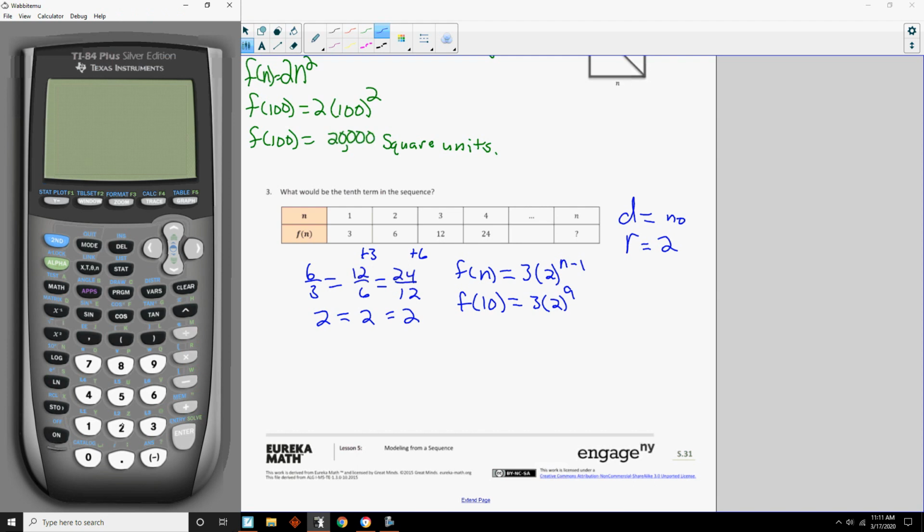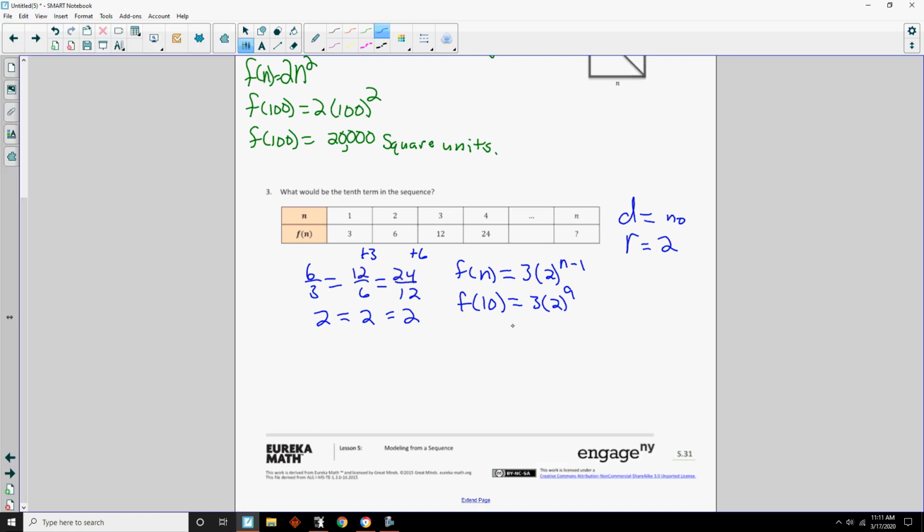So just to save time here, I'm going to do 2 to the 9th, and that's 512. So that would be 3 times 512, which would equal 1,536. 3 times 2 is 6, 3 times 1 is 3, 3 times 5 is 15. So my f of 10, the 10th term of the sequence, would be 1,536.